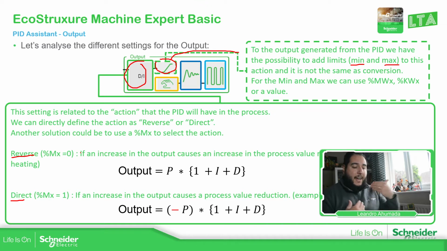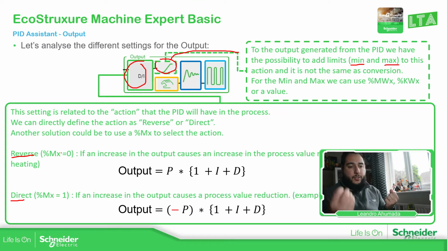So any action where, if I increase the output of the PID, I have an increase of the value that I'm measuring, is going to be reverse. That's why heating is a good example. In the opposite way, we have the direct. So an increase of the output, imagine a cooler with a fan.